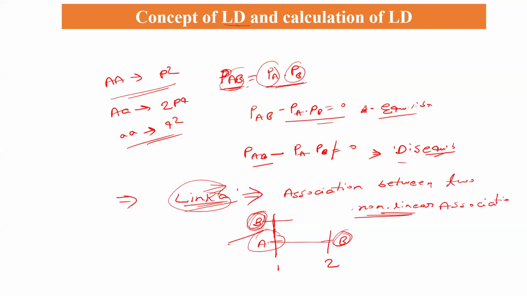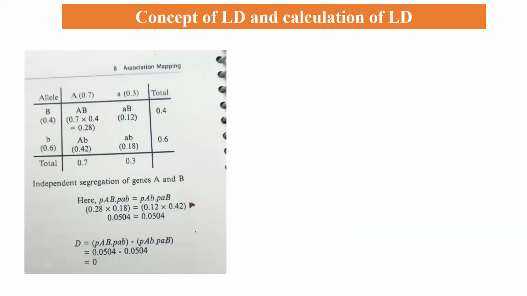When any two alleles move along together to a single gamete and are associated with a particular trait, then this is called association mapping. Okay, that is called linkage disequilibrium. And how to calculate the LD? First, it is already described what the meaning of linkage disequilibrium is. If the difference is 0, it means disequilibrium is 0, or this is present in equilibrium condition.